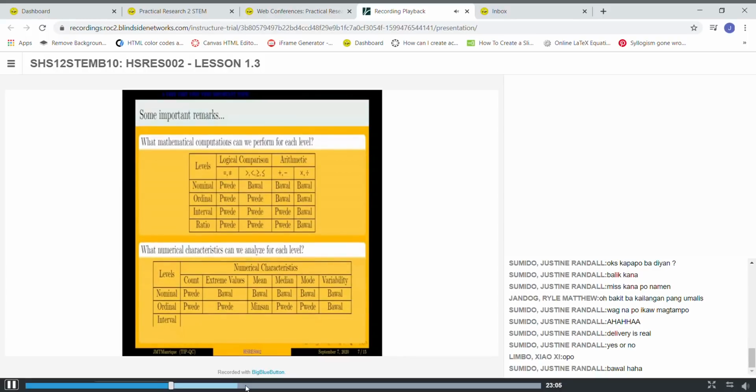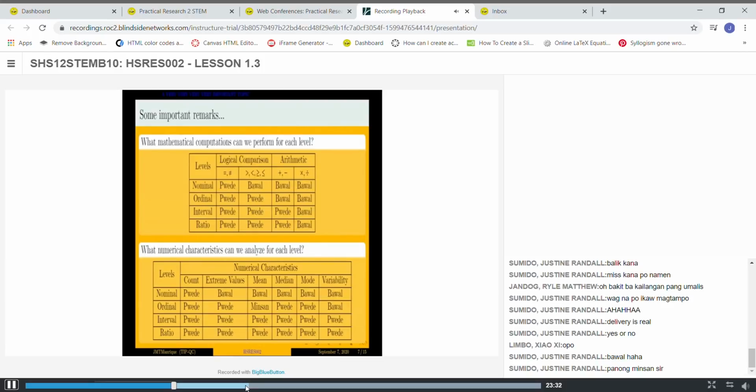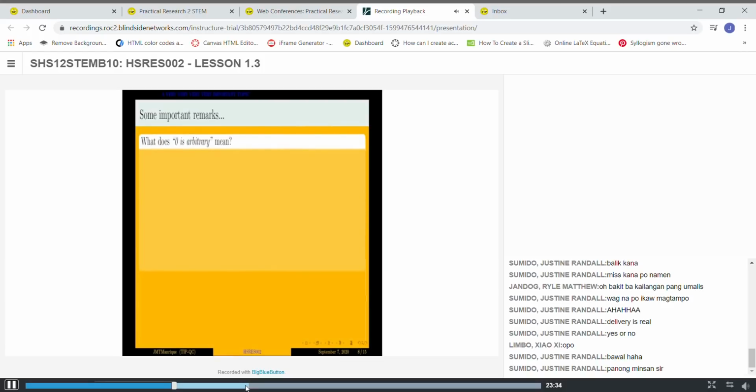Interval. Kapag interval yung data mo, pwede na gawin to lahat. Okay? And at the same time, pag ratio, ganun din. Pwede mong gawin lahat. Okay? So, mas maganda kung yung data na gagamitin nyo sa research nyo is interval or ratio. Kasi marami kayong pwedeng ma-analyze dun. Next. Okay. For the next slide, i-explain ko yung differences between interval and ratio data.